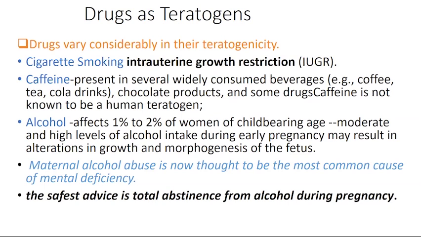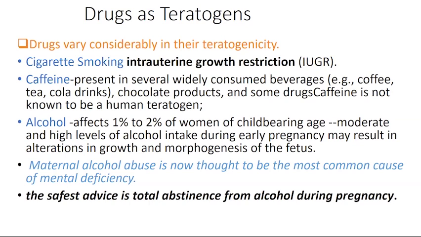Alcohol is said to affect 1 to 2% of babies. Maternal alcohol abuse is thought to be the most common cause of mental deficiency. It is said that it causes problems in 1 to 2%, but it is now well known that mental deficiency is because of intake of alcohol. The safest advice is total abstinence from alcohol during pregnancy.